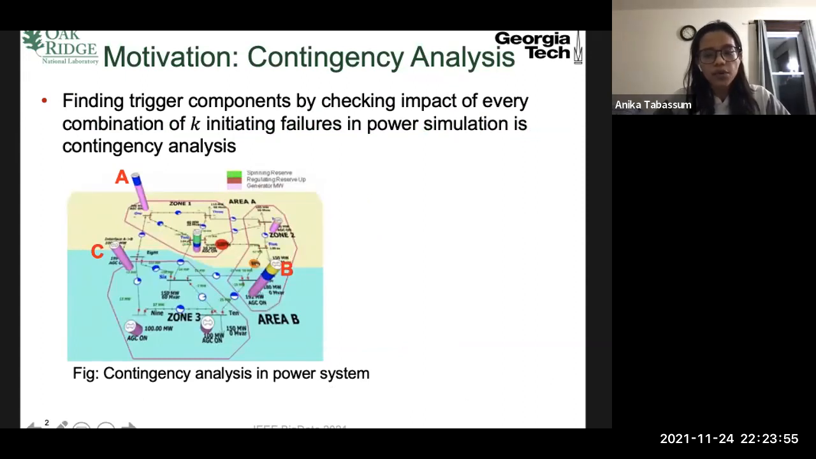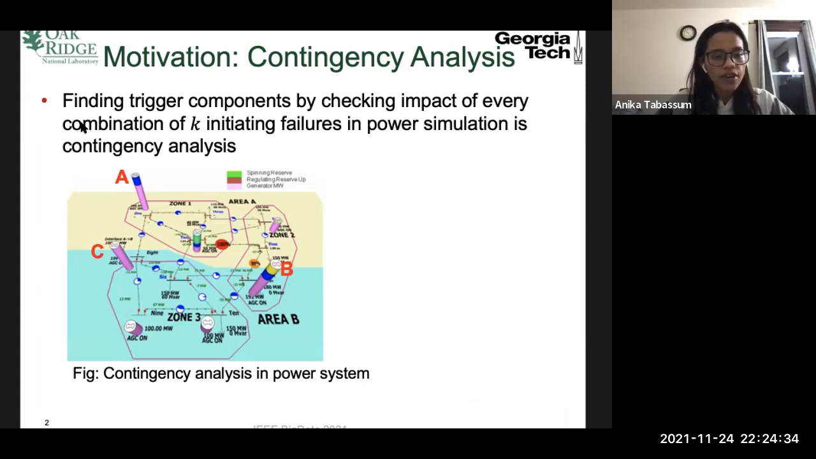This figure is the motivation for our work. It is an example of a power flow analysis tool, where each vertical bar represents a different power generator or substation. Contingency analysis in power systems analyzes the impact of initiating failures of components in the system to find the trigger component. This impact can be measured in terms of several metrics such as voltage loss, line loss, etc.